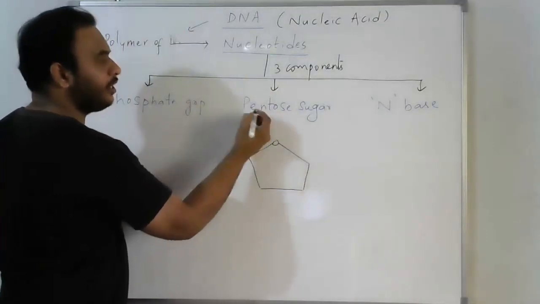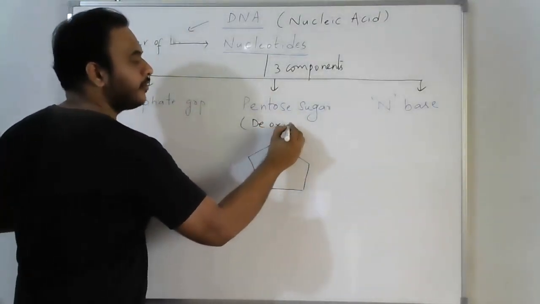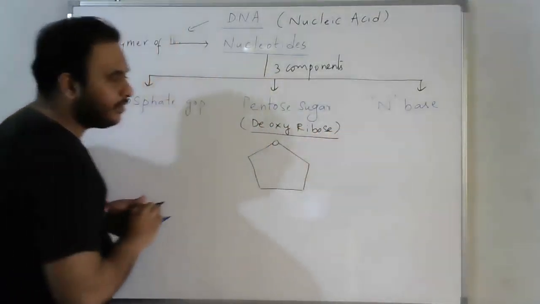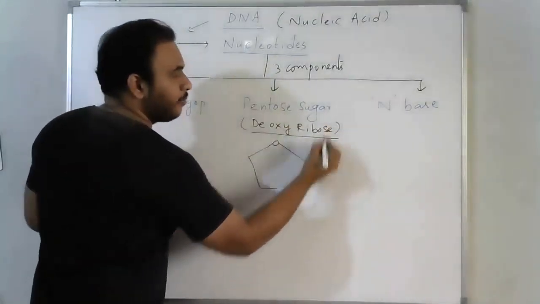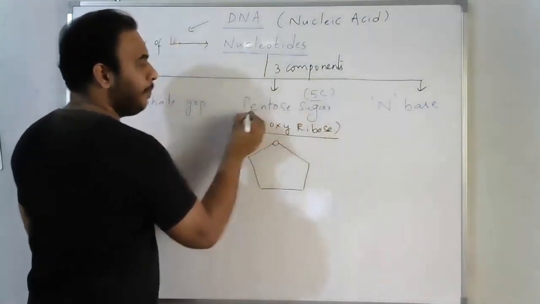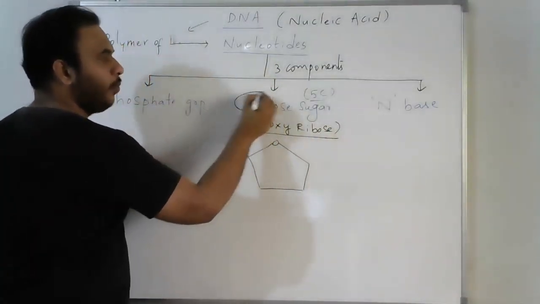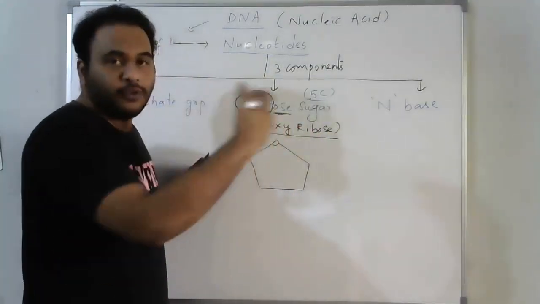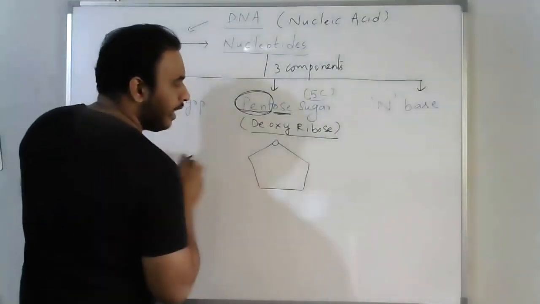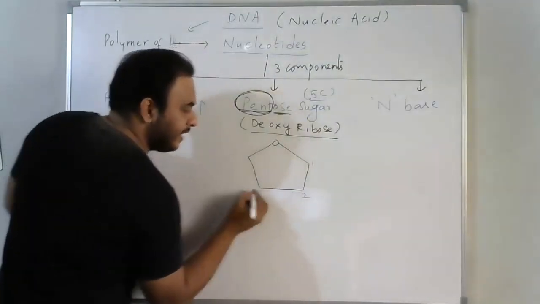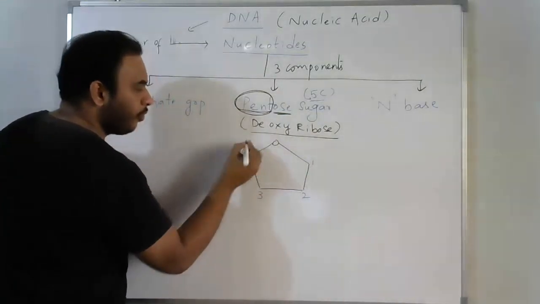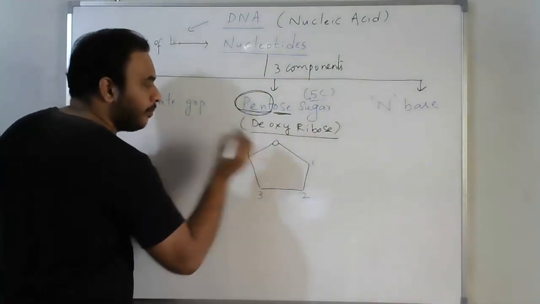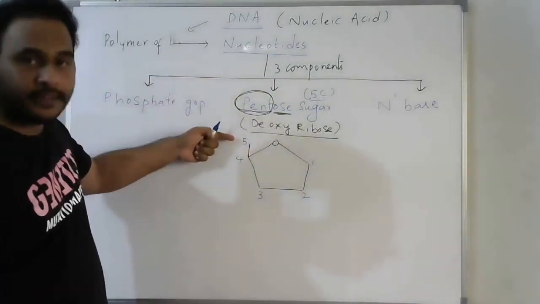This pentose sugar is nothing but deoxyribose sugar, and it consists of 5 carbons. Why? Because penta means 5. Ose is the suffix of sugar, right? This is the first carbon, second carbon, third carbon and fourth carbon, and the fifth carbon will be present as an arm.